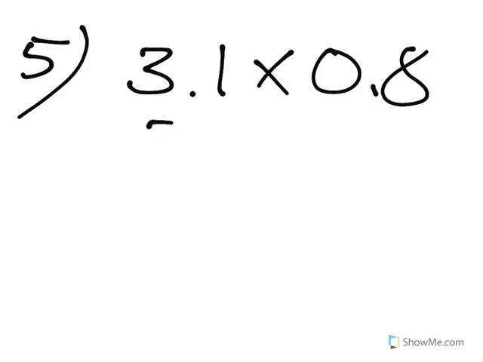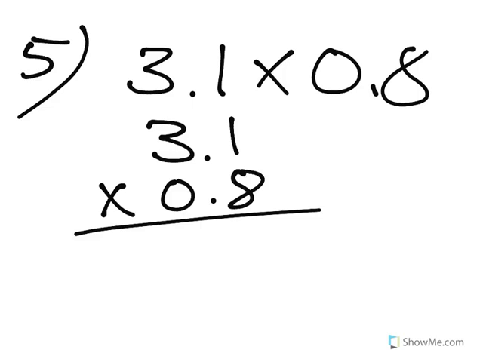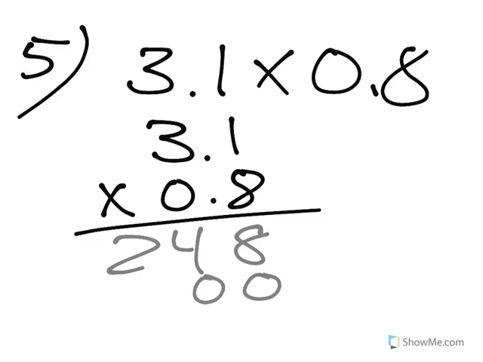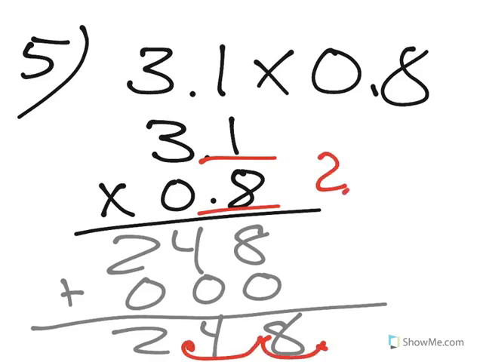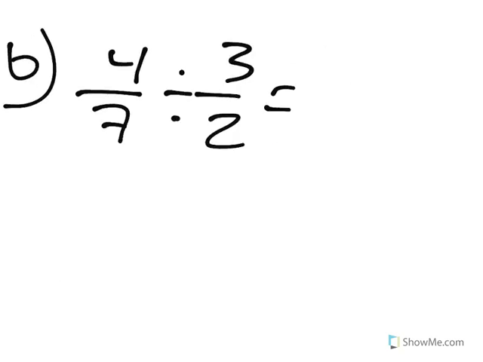Okay, number 5, you're multiplying decimals. I do not have to line it up. I'm just going to multiply. 8 times 1 is 8. 8 times 3 is 24. 0 times 1 is 0. 0 times 3 is 0. I'm going to add. Now I'm going to look at, I got 1 digit behind the decimal, 2, so I move my decimal 2 places to the left, so my answer is 2 48/100.